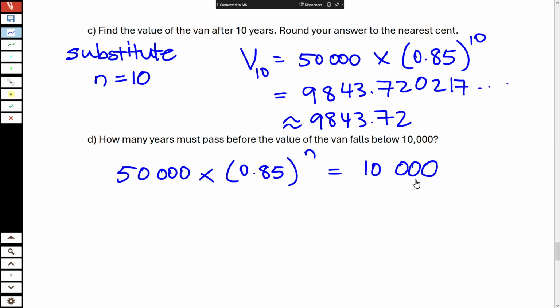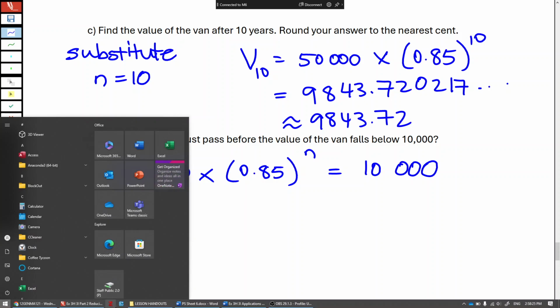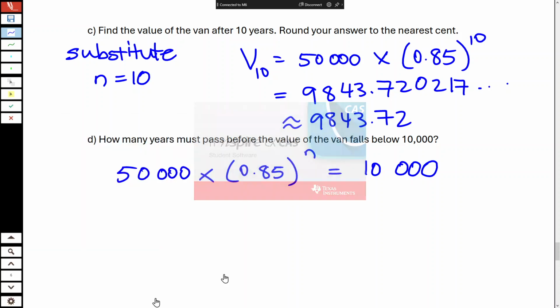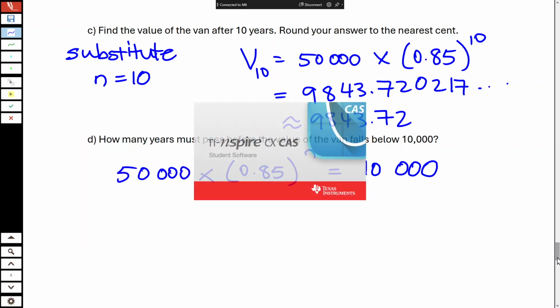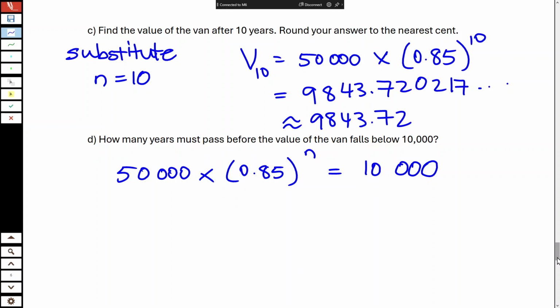So just looking at the answer to part C, it looks like the answer might be n equals 10. Let's see. So think back to what we did yesterday. What's our approach here? What did we do yesterday with a question like this?